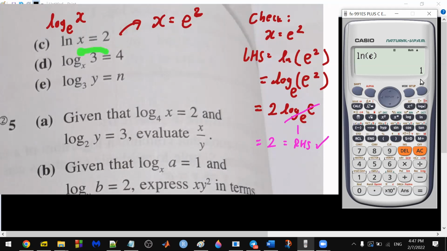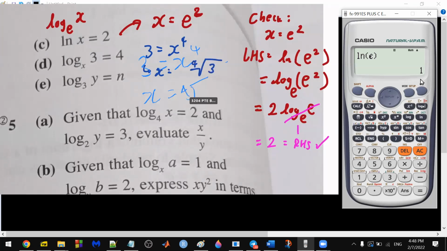Next one. How about this one? Now the x is at the base. Then what do you do? Same thing, base bring over. Yes, that's all there is to it. 3 equals x to the power 4. Then you can solve for x by taking the fourth root. How do you solve for x? You need to take the fourth root. So x equals the fourth root of 3, or 3 to the power 1 over 4. But take note that whenever you have an even number here, you need to put a plus minus.